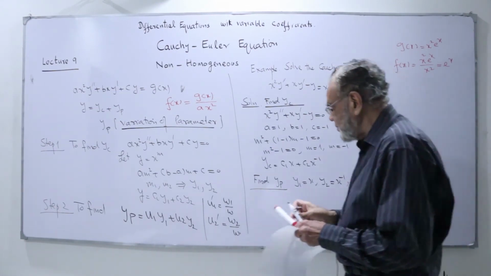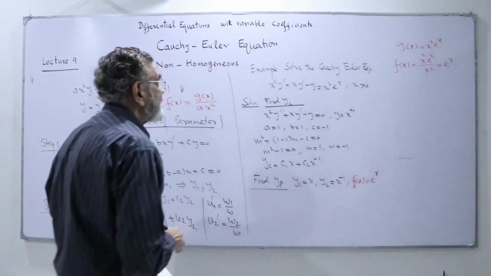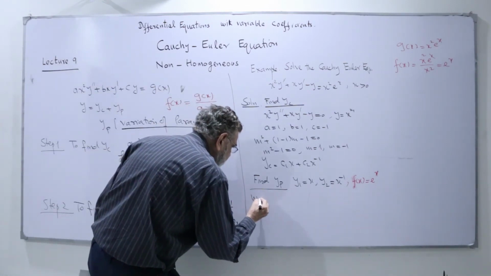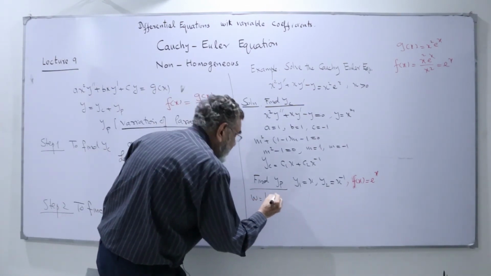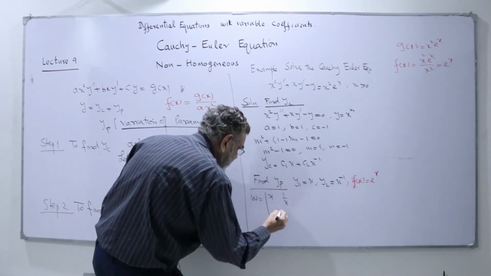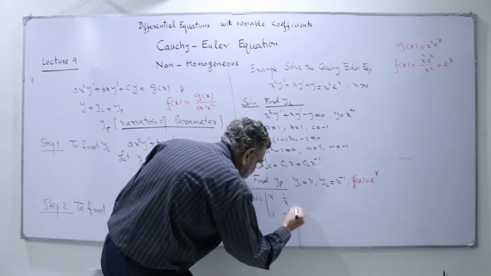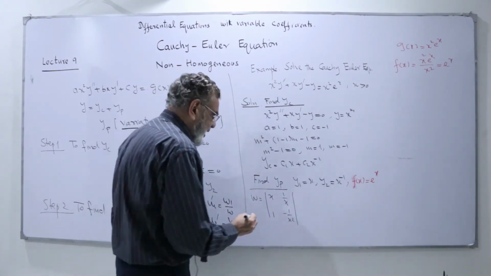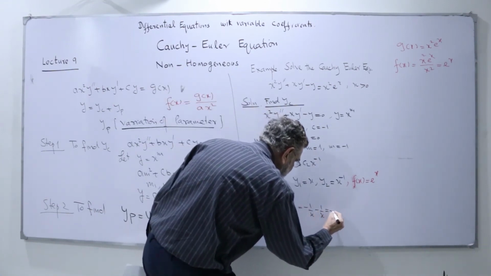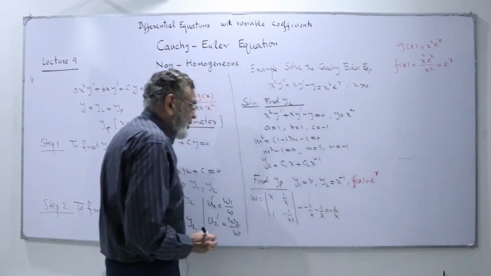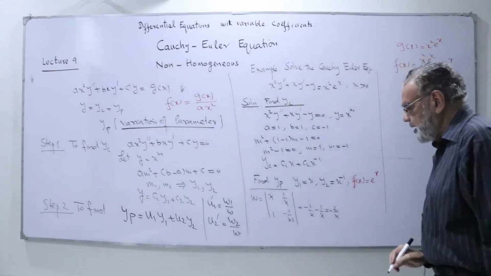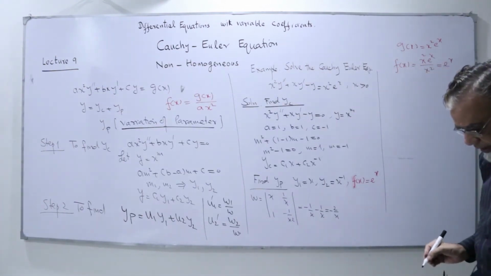Now we can find my W, as in the variation of parameter method. So my W is equal to the determinant with y1 is x, y2 is 1 upon x, the derivative of y1 is 1, and the derivative of y2 is minus 1 upon x squared. So we just solve it. Multiply, we get minus 1 upon x minus 1 upon x, which is equal to minus 2 upon x. This is my W.